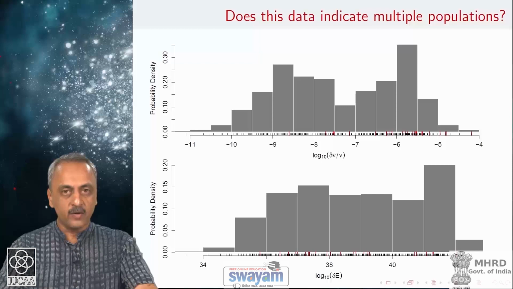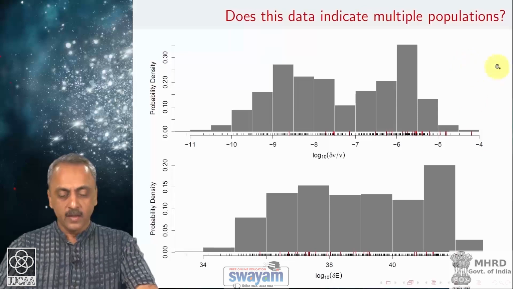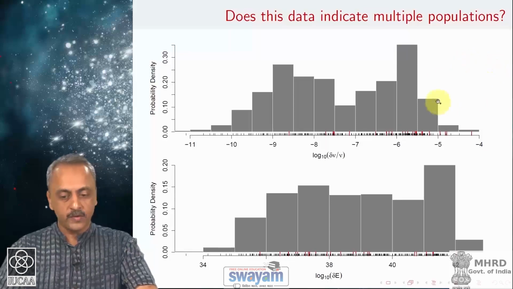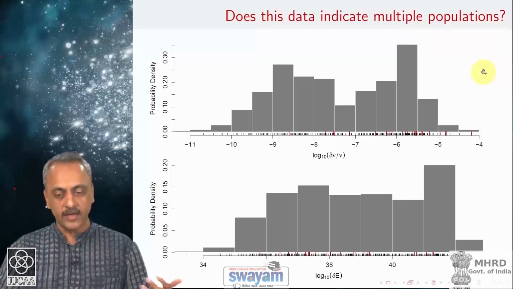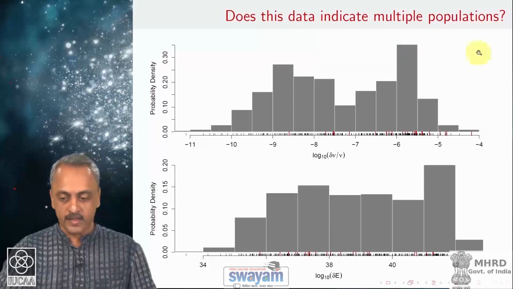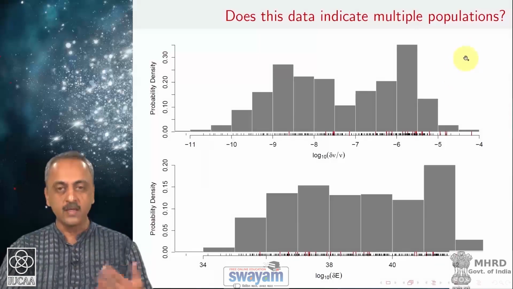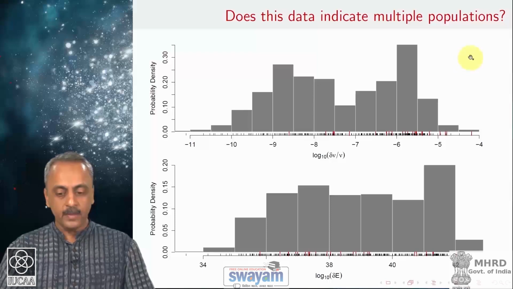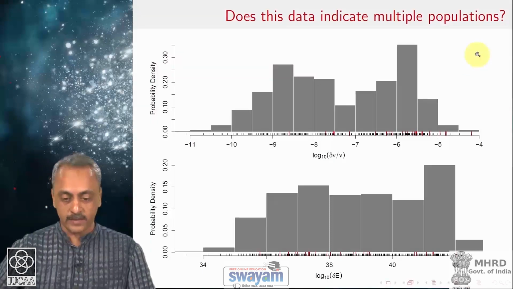Suppose you are given this kind of data. There are two data sets, the top one and the bottom one. I will explain what these quantities are. But suppose somebody gives you this kind of data set and asks you whether this suggests multimodality of the underlying probability distribution function, thereby implying multiple populations in the data. How would you look at it? That is the essential question.